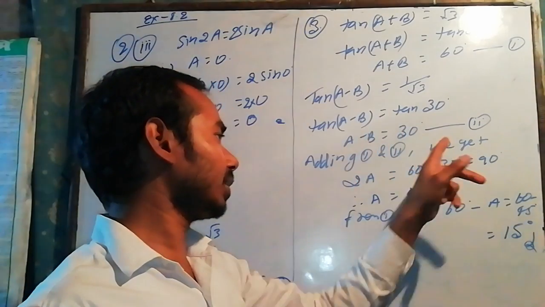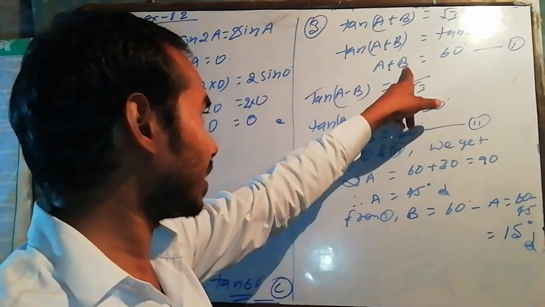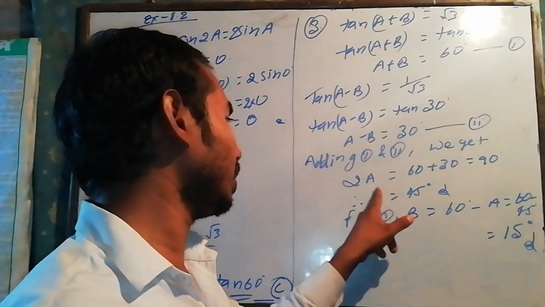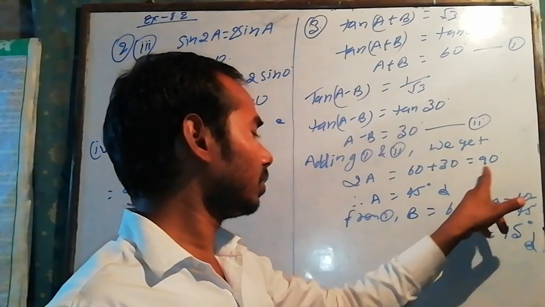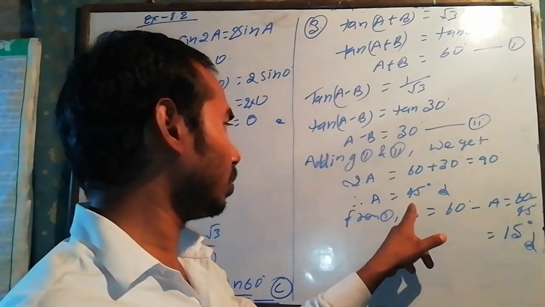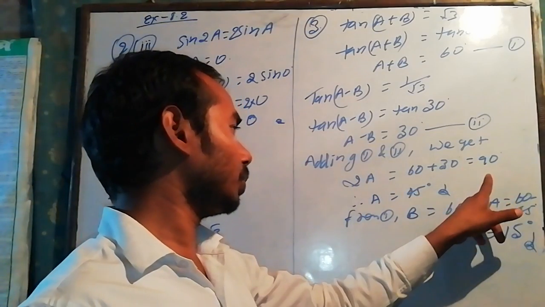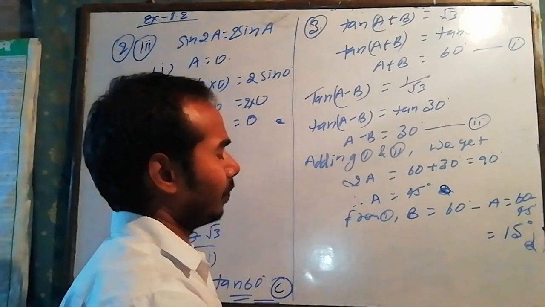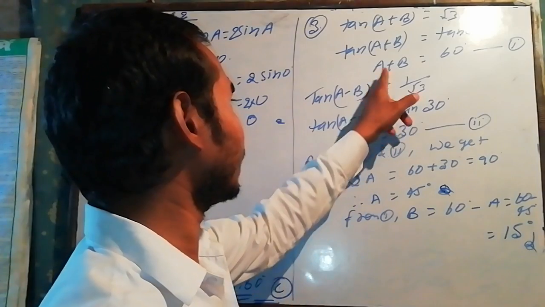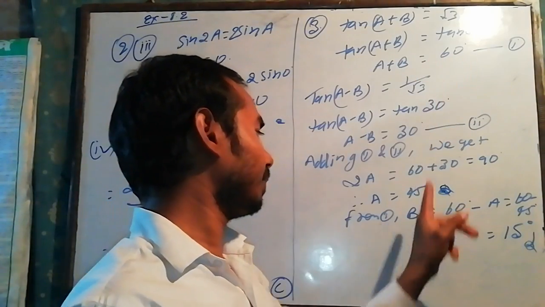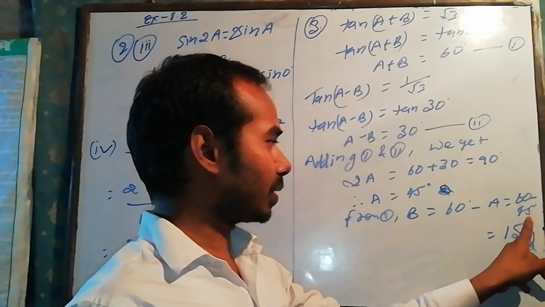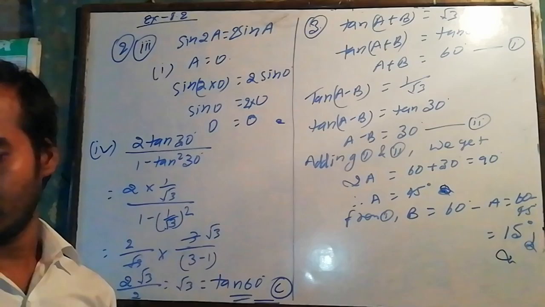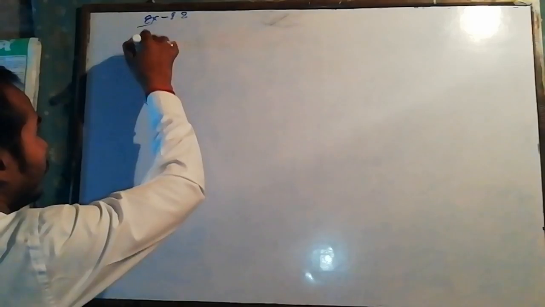On adding first and second, plus B minus B cancels out, and A plus A is 2A. 2A equals 60 plus 30, which is 90, so A equals 90 by 2, which is 45. So the value of A is 45. From first, B equals 60 minus A, so 60 minus 45 equals 15. This is our solution.